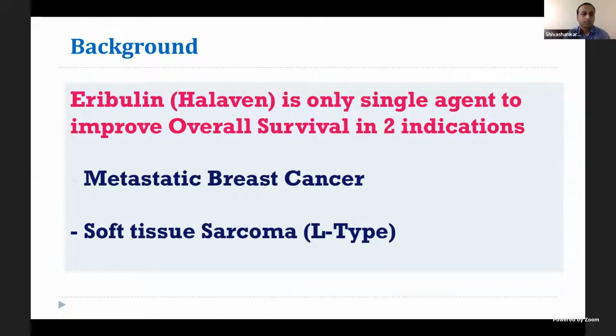We all know that this is indicated in 2 important indications. That is, one is metastatic breast cancer and soft tissue sarcoma, L-type. And it is the only drug which, when used as a single agent in later lines, has shown improvement, particularly in overall survival.